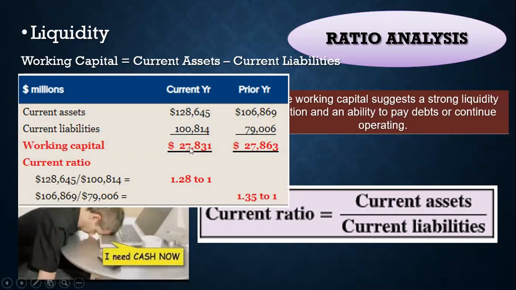So here's a little example. If we've got current assets of 128 billion and current liabilities of 100 billion, when we subtract one from the other, we still have 27 billion left. Wow, wouldn't you like to have $27 billion left over when you pay your current liabilities? If you want to find the current ratio, you take the current assets divided by the current liabilities. We get 1.28. So we could pay all of our current liabilities 1.28 times with our current assets.